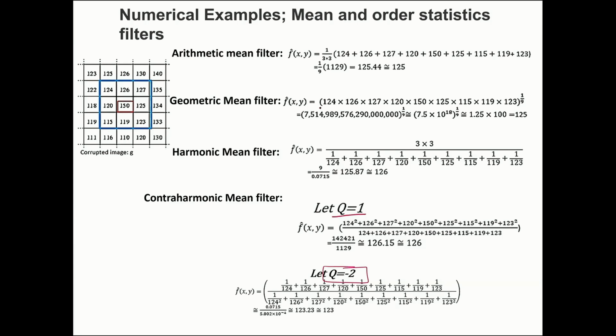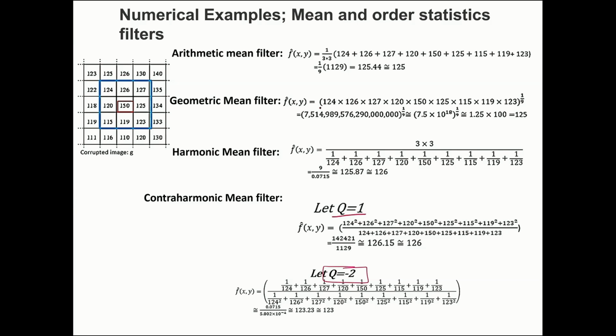Then for the geometric mean, multiply all of them and take the power of 1 by 9, and I get the geometric mean filter. For the harmonic mean, again I have to take 1 over each pixel, sum them, and then, since it is 3 by 3, the total number is 9, so 9 divided by the sum of the inverses, to get the harmonic mean.